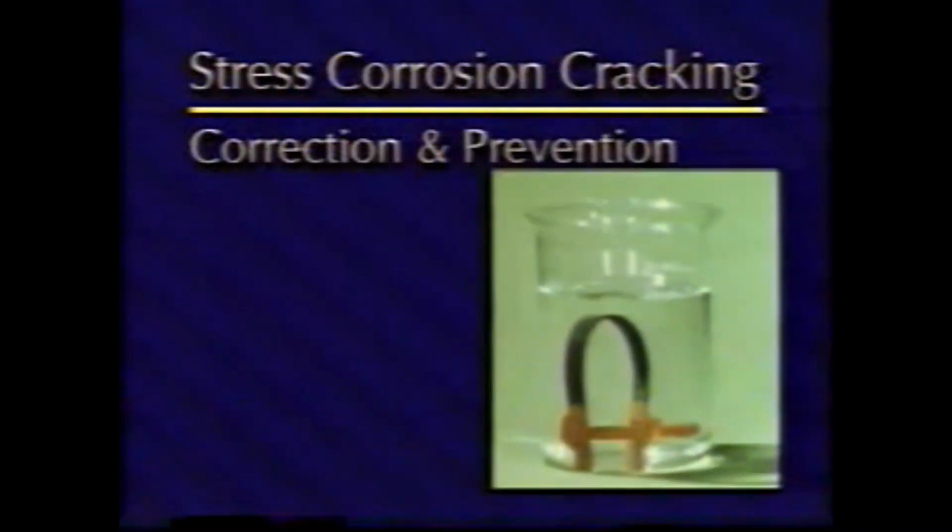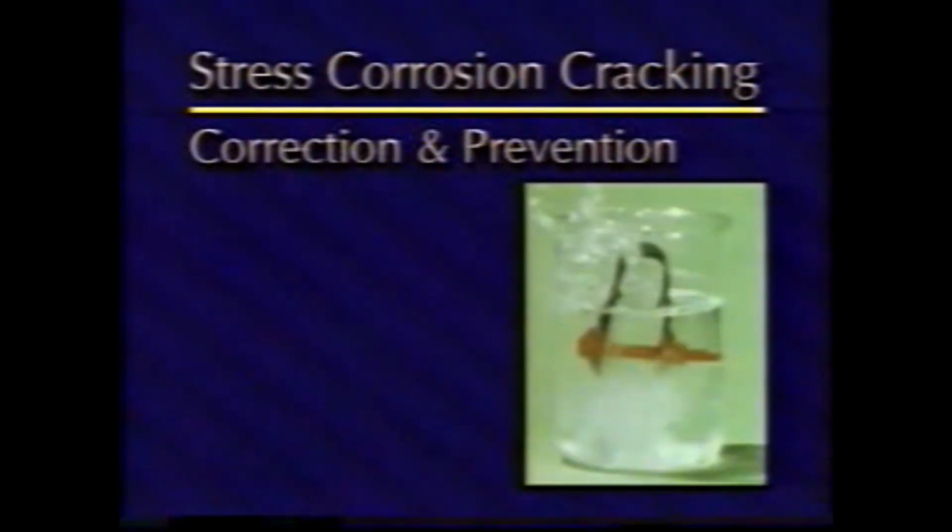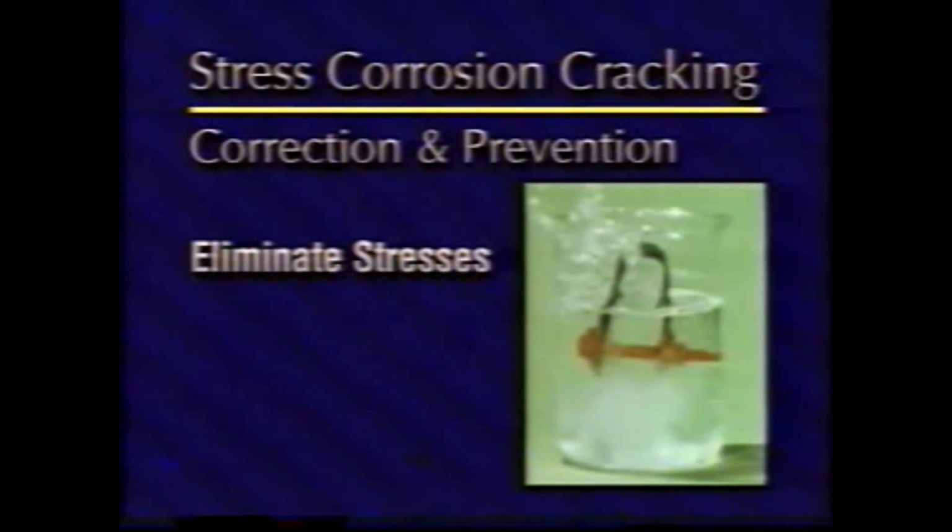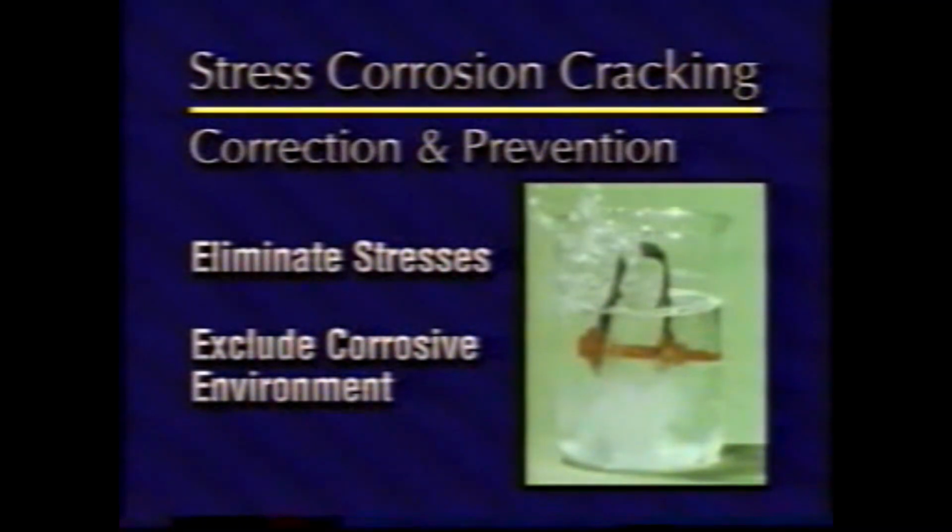Therefore, correction and prevention of stress corrosion cracking will involve eliminating the stresses, which are often residual, or the exclusion of the corrosive environment. Principal sources of tensile residual stresses during manufacture occur from thermal effects, such as those encountered in welding, casting, and heat treating. Cold forming and the assembly of parts can also create tensile residual stresses.